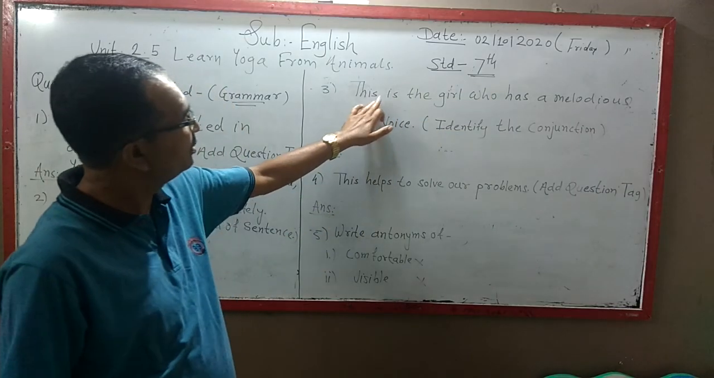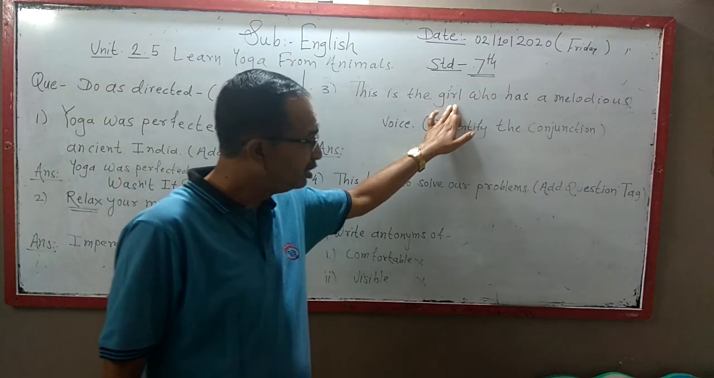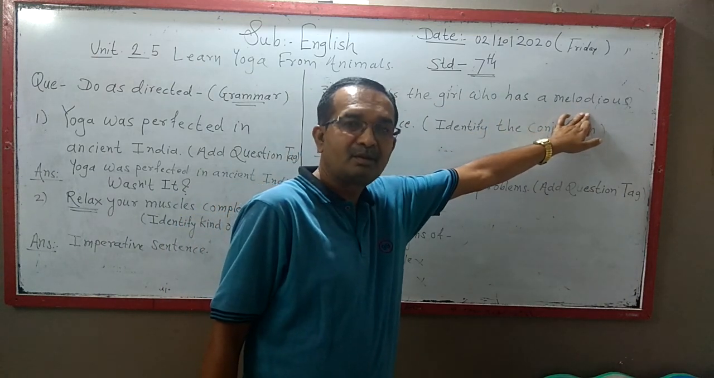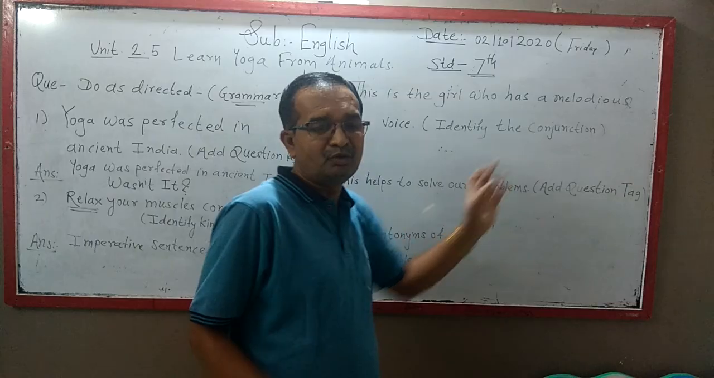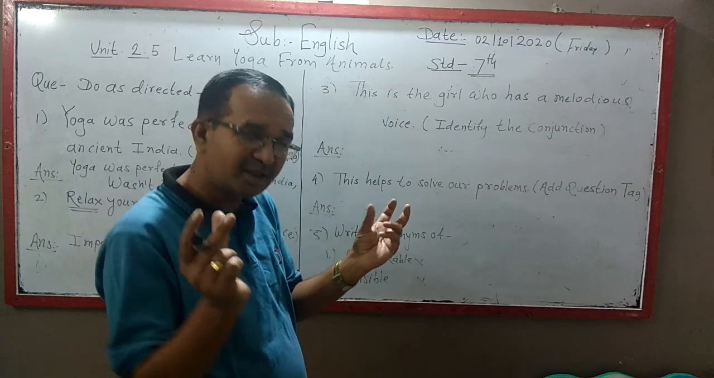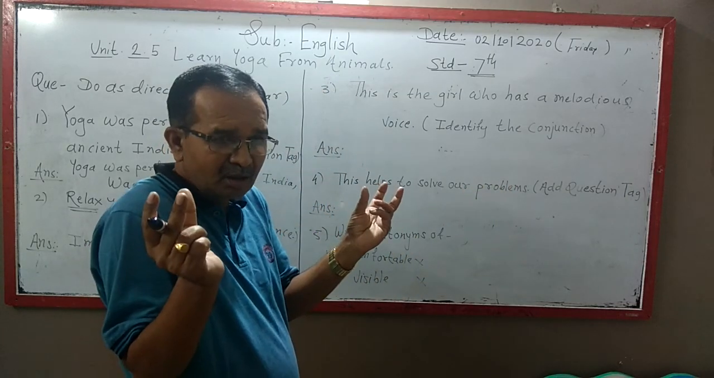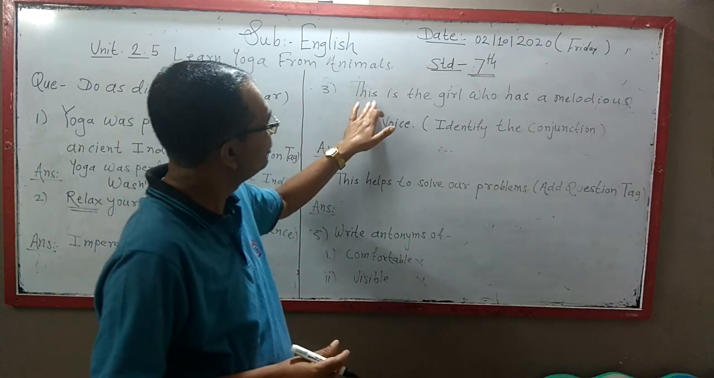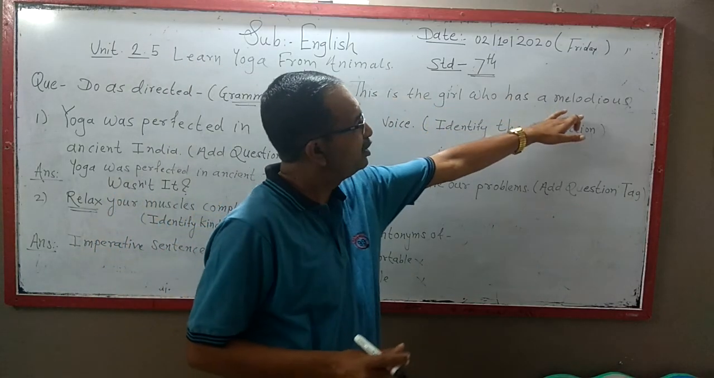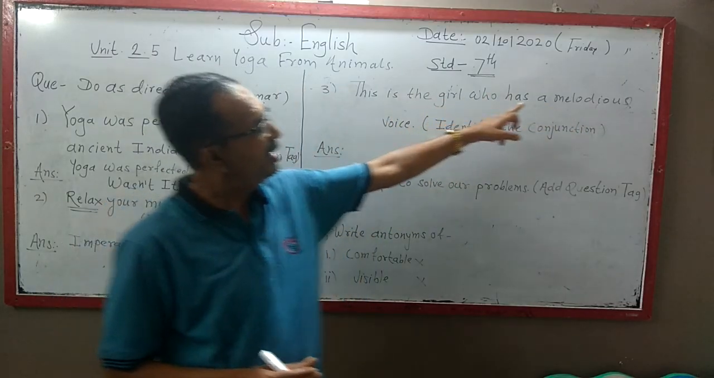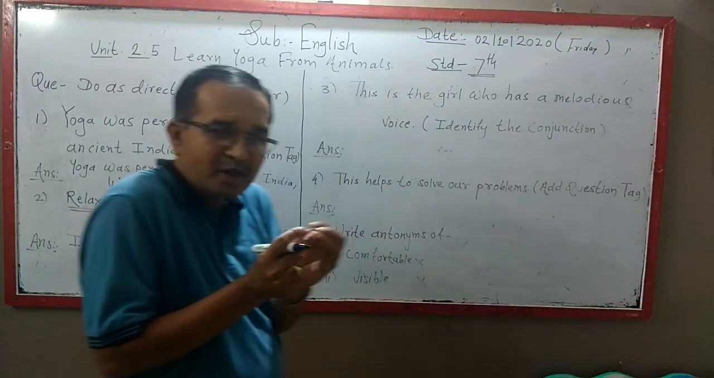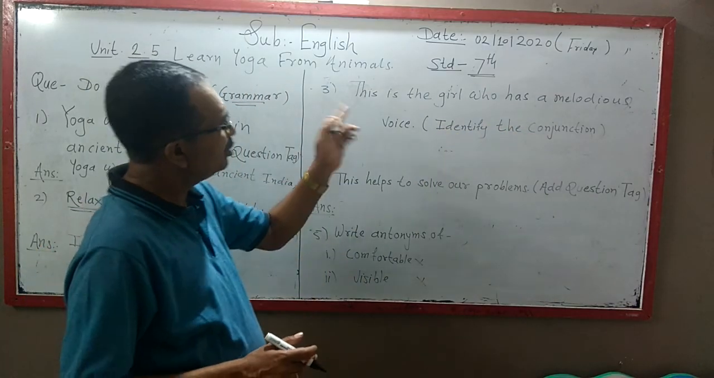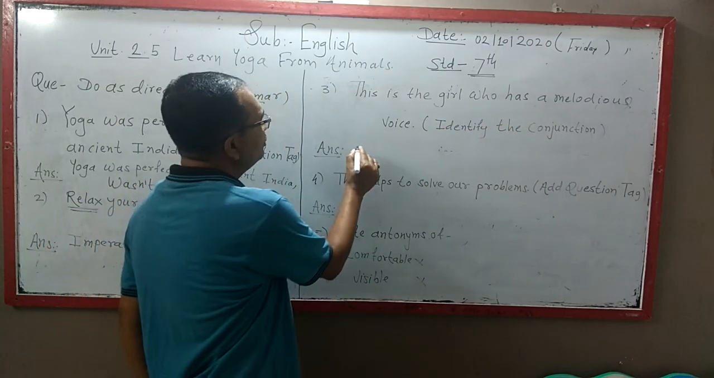Here two sentences are there. This is the girl, and has a melodious voice. So which word joins the sentences? Conjunct means join. The word which joins the two sentences together. Here are two sentences: This is the girl, the subject, and has a melodious voice, the predicate. When it joins them together, that becomes the conjunction. So what will be the conjunction in the sentence?